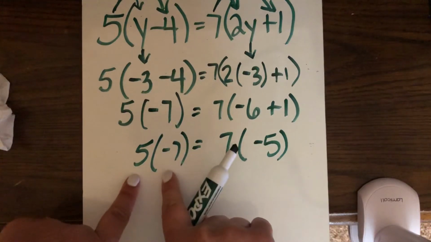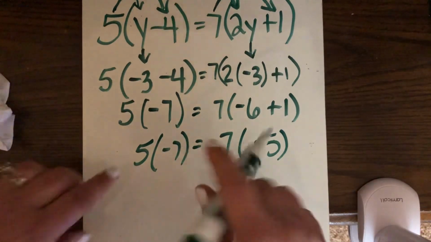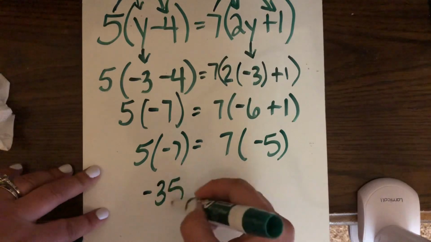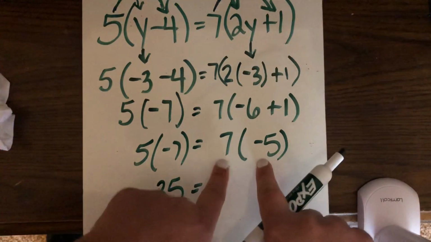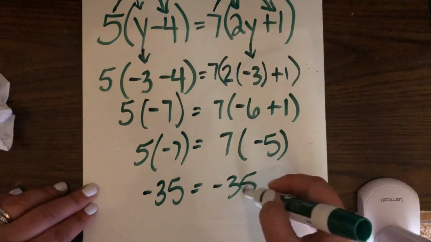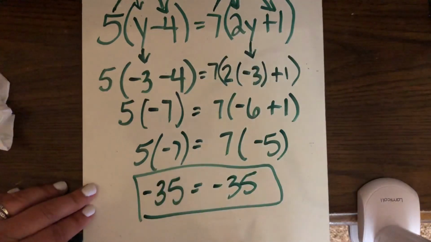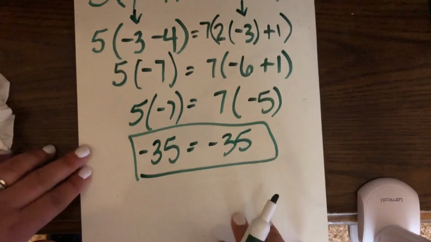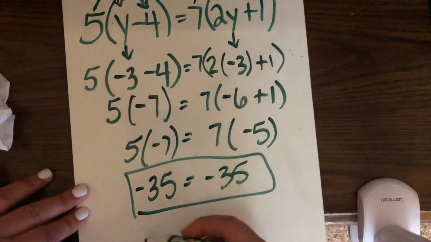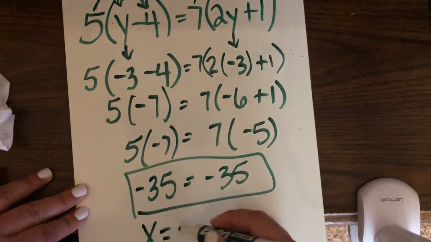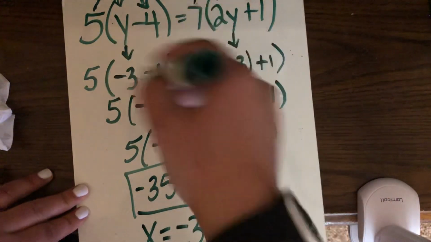And then I can finally multiply. So 5 times -7 is -35. And 7 times -5 is -35. As long as both sides are the same, then I know that I am correct. So this would be your reasoning. Your claim would be that y equals -3. And then your evidence would be all your work.